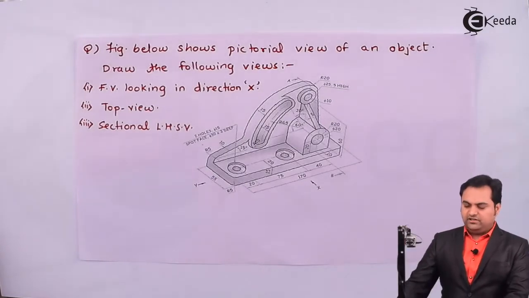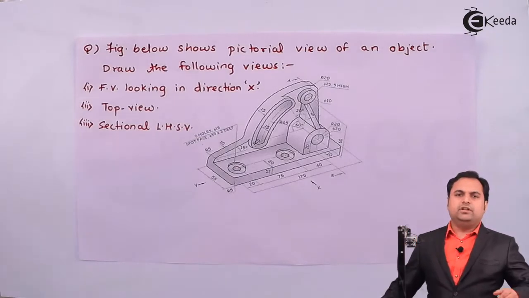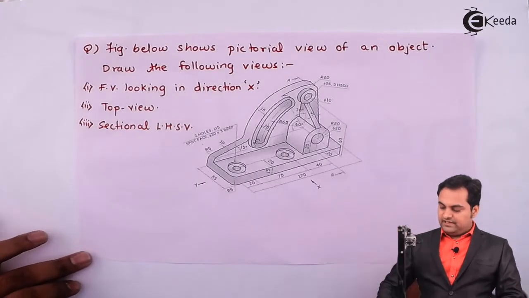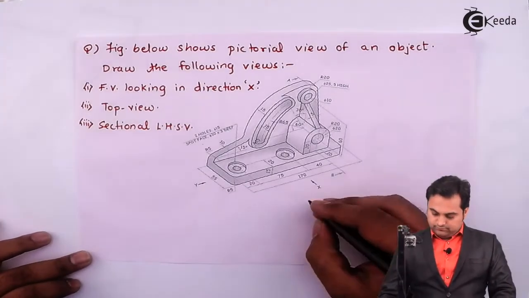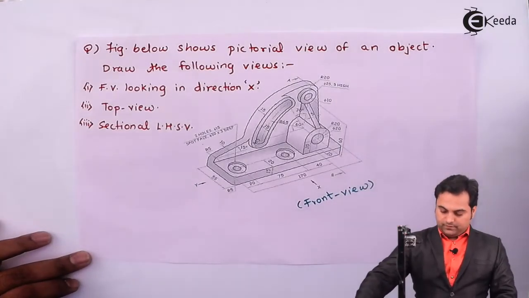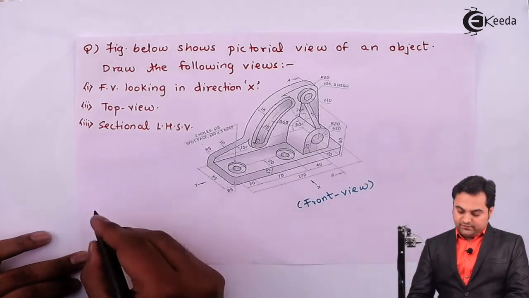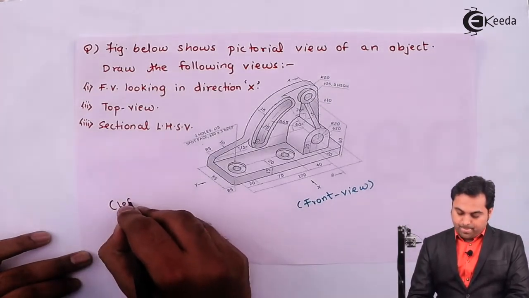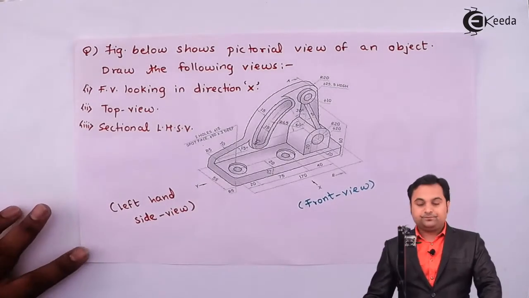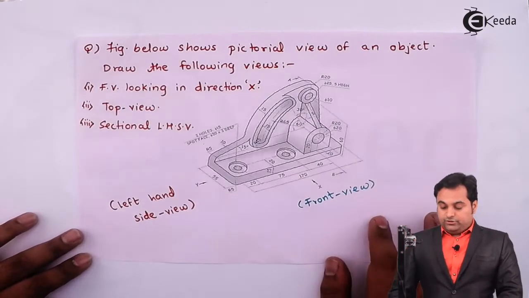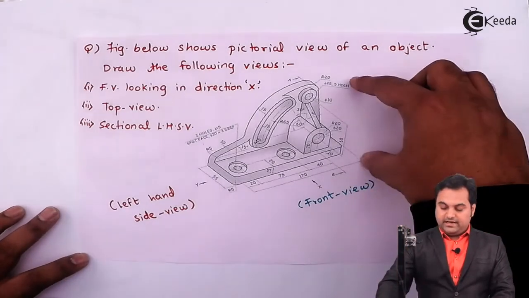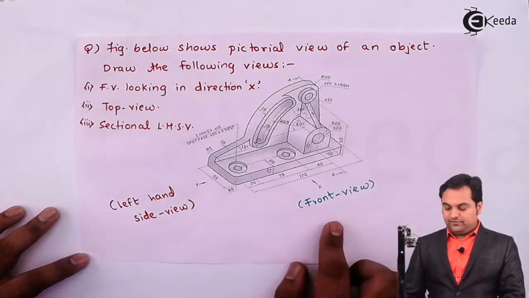Now, before we start the question, we should know how much is the total length, height and width of the object. So here, when we are looking along X direction, that is going to give me the front view. Then the direction Y which has been given, it is for the left hand side view. When we are looking from front, the length of the object and the height is visible. Width is not visible from the front view.